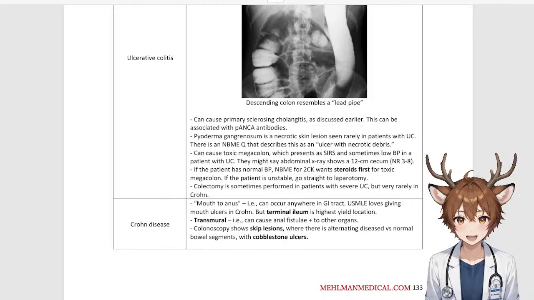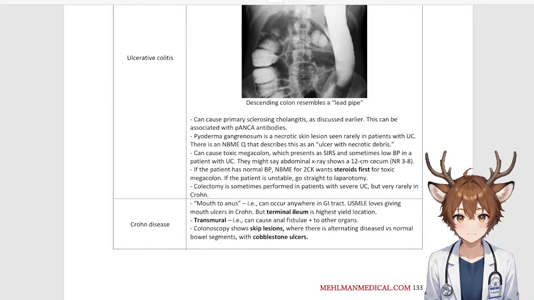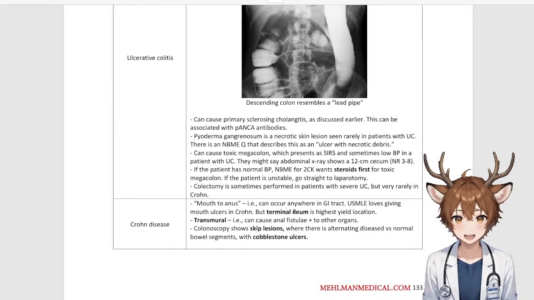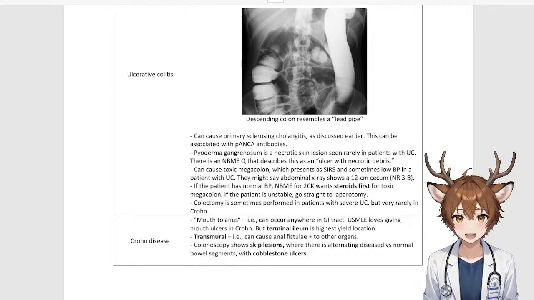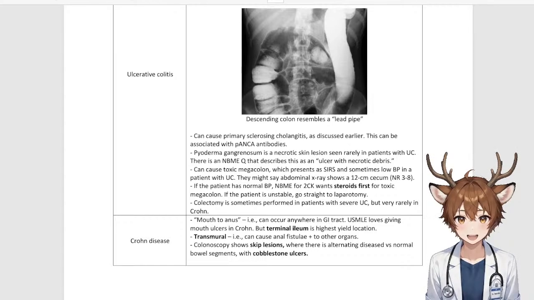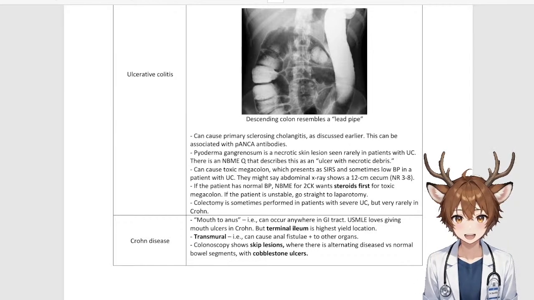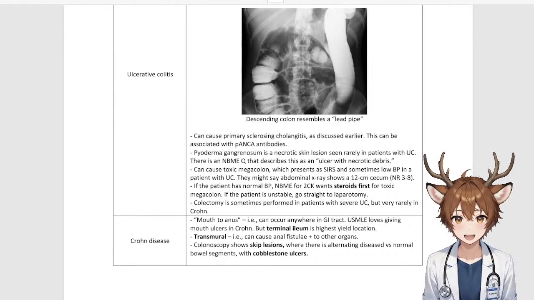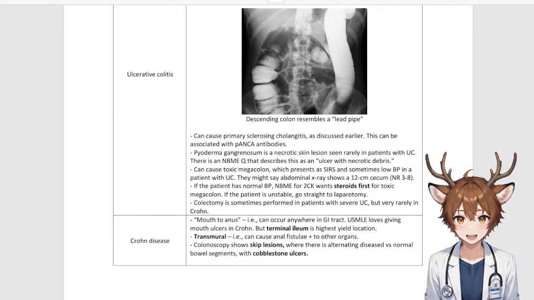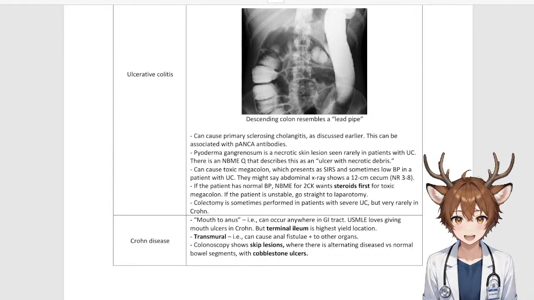This can be associated with the P-ANCA antibodies. Pyoderma gangrenosum is a necrotic skin lesion seen rarely in patients with UC. There is an NBME question which describes this as an ulcer with necrotic debris. UC can cause toxic megacolon, which presents as SIRS and sometimes low blood pressure. They might say abdominal X-ray shows a 12 centimeter cecum. Normal range is 3 through 8.